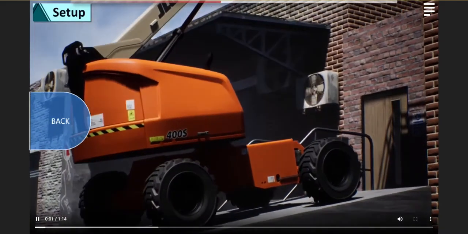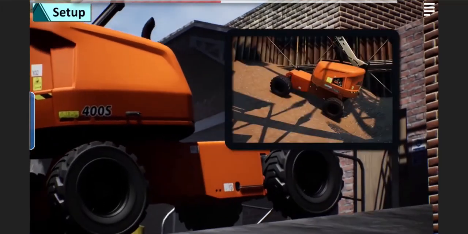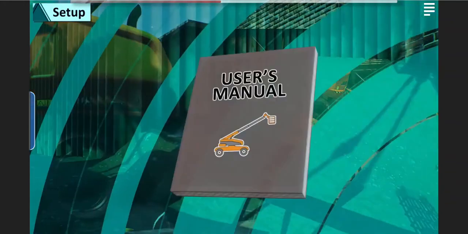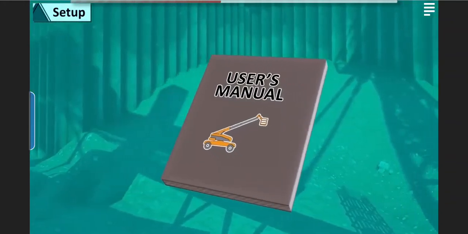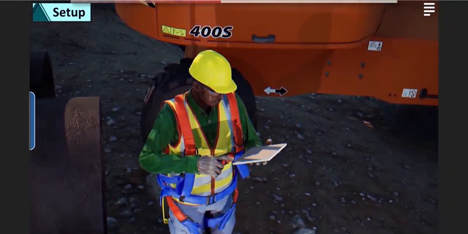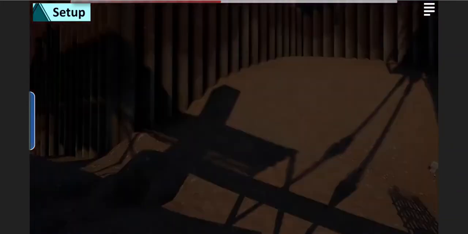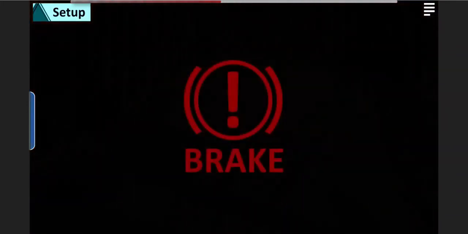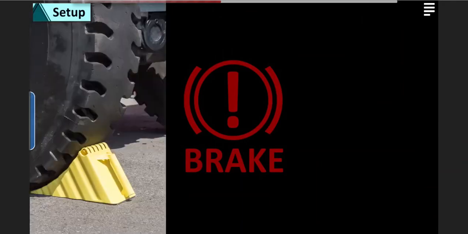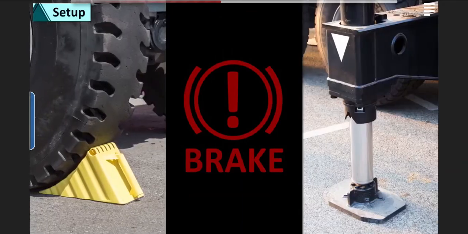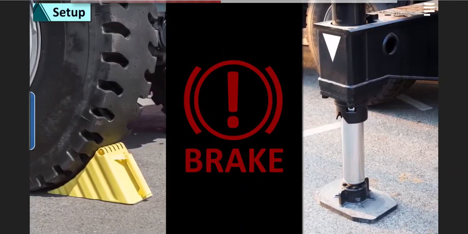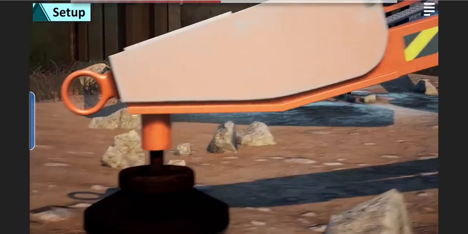Never set up or operate a MEWP on grades, slopes, ramps, or curves greater than the limits recommended by the manufacturer. Check the user manual for limits before parking or setting up on an uneven surface. On any surface, set the brakes and follow all recommendations for the use of wheel chocks and stabilizing devices, such as outriggers and stabilizing axles.